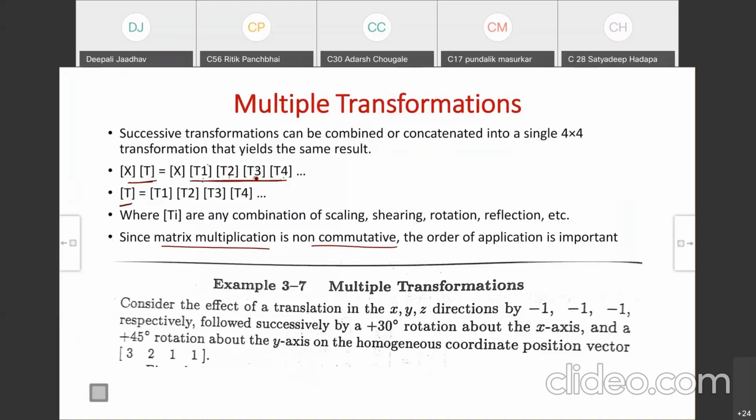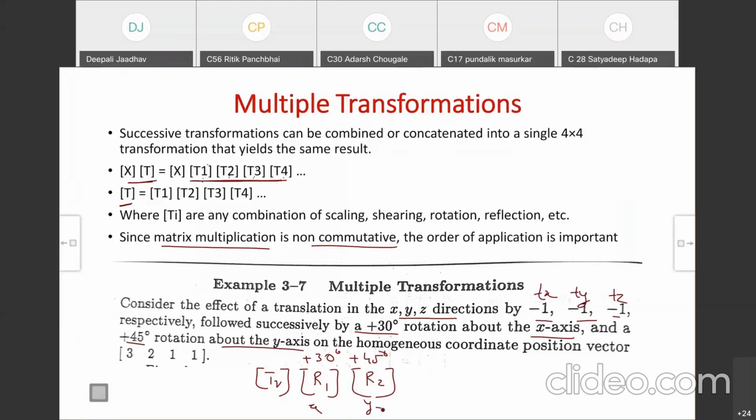Now see the example we are going to look at here. Consider the effect of translation in the x, y, z directions, with Tx, Ty and Tz equal to -1, -1, -1. That is our first transformation matrix. Then it is followed by a successive plus 30-degree rotation about the x-axis. So first we require the translation matrix with Tx, Ty, Tz -1, -1, -1. Then we perform the rotation of plus 30 degrees about the x-axis and then plus 45 degrees about the y-axis. So we require another rotation transformation matrix, plus 45 degrees about the y-axis.